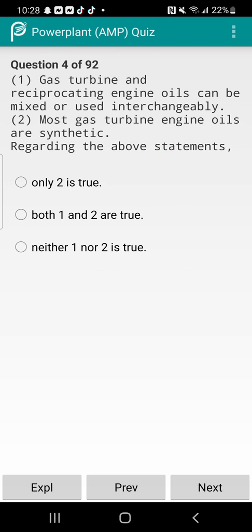Gas turbine and reciprocating engine oils can be mixed or used interchangeably. Most gas turbine engine oils are synthetic. Only 2 is true.